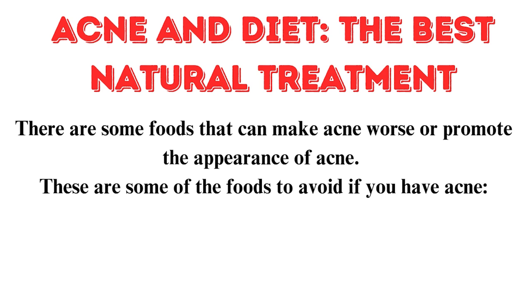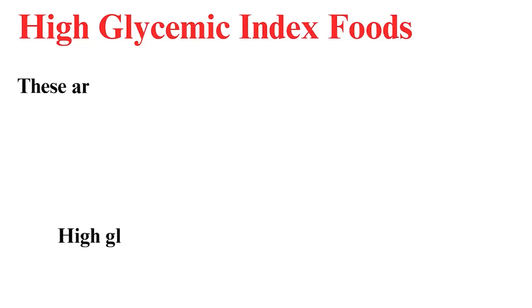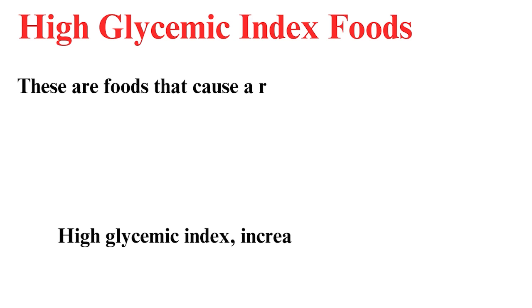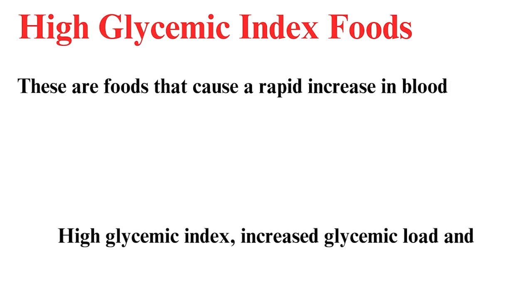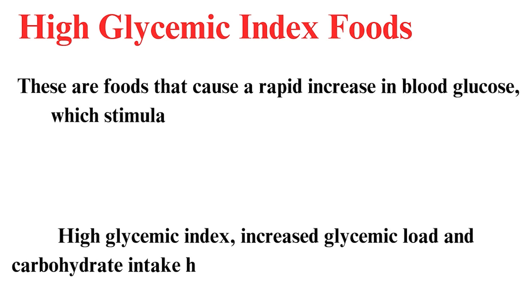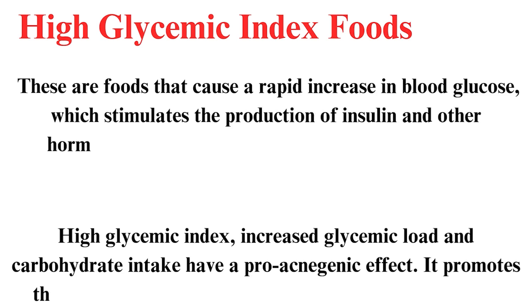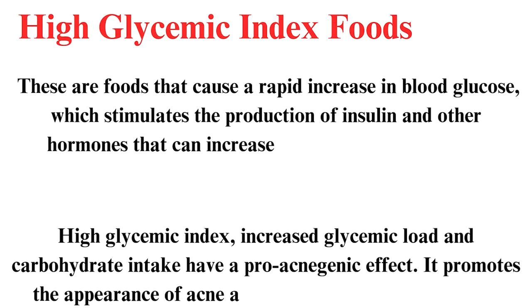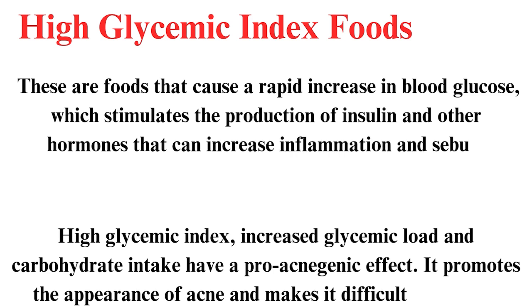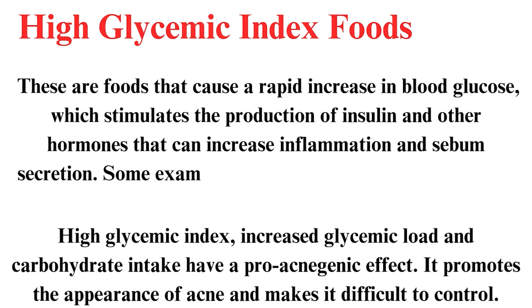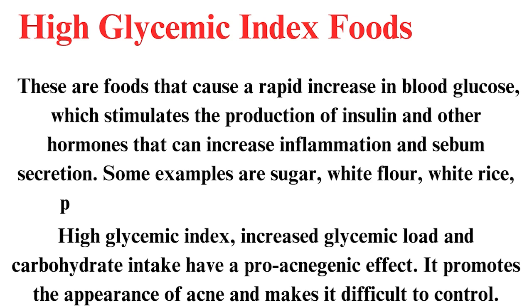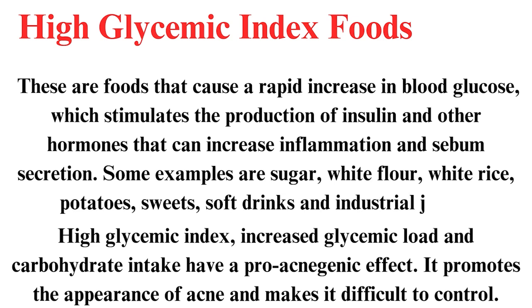These are some of the foods to avoid if you have acne. High glycemic index foods. These are foods that cause a rapid increase in blood glucose, which stimulates the production of insulin and other hormones that can increase inflammation and sebum secretion. Some examples are sugar, white flour, white rice, potatoes, sweets, soft drinks, and industrial juices. High glycemic index, increased glycemic load, and carbohydrate intake have a pro-acnogenic effect. It promotes the appearance of acne and makes it difficult to control.